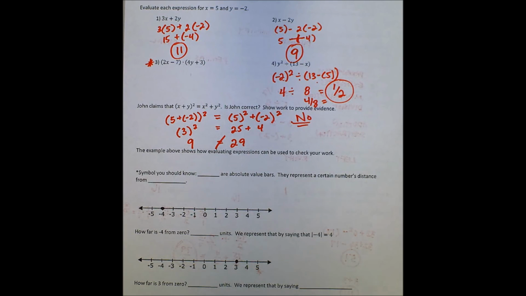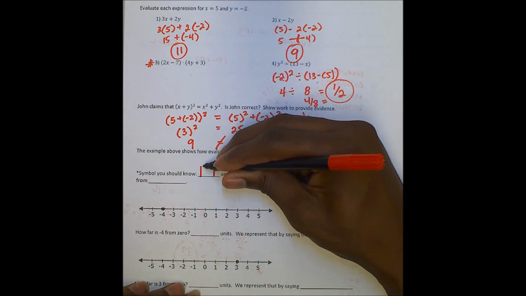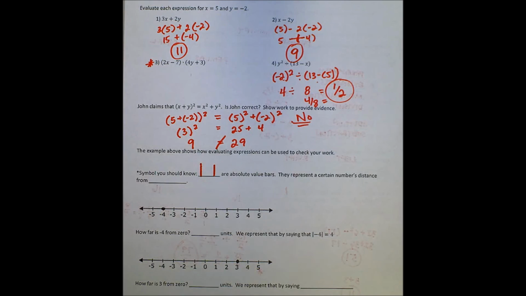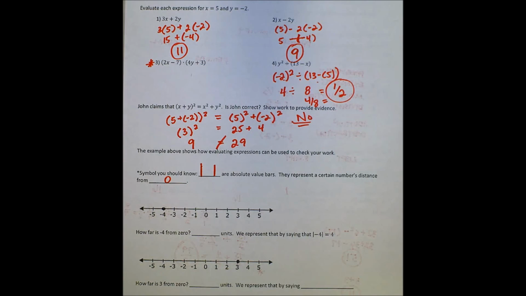A symbol you should know is the absolute value bars. They represent a certain number's distance from 0. Important to remember that distance cannot be negative. Whether I go 5 miles east or 5 miles west, I go 5 miles. So distance is always positive.